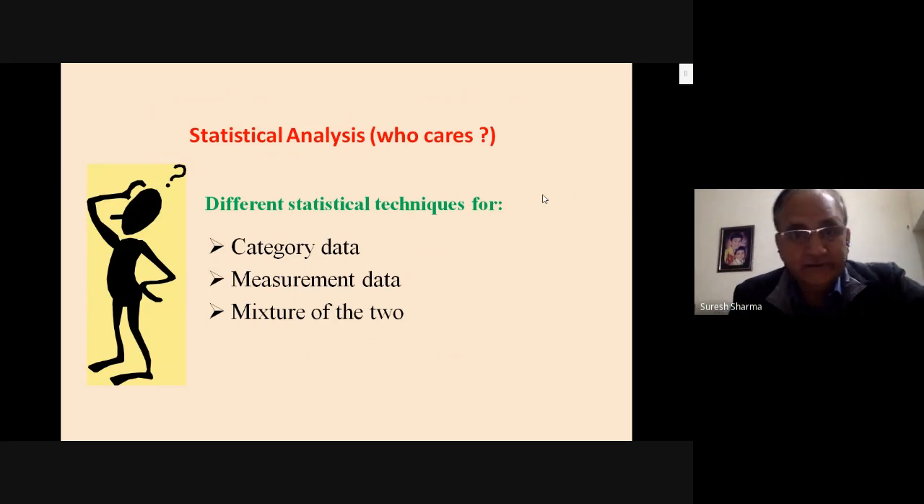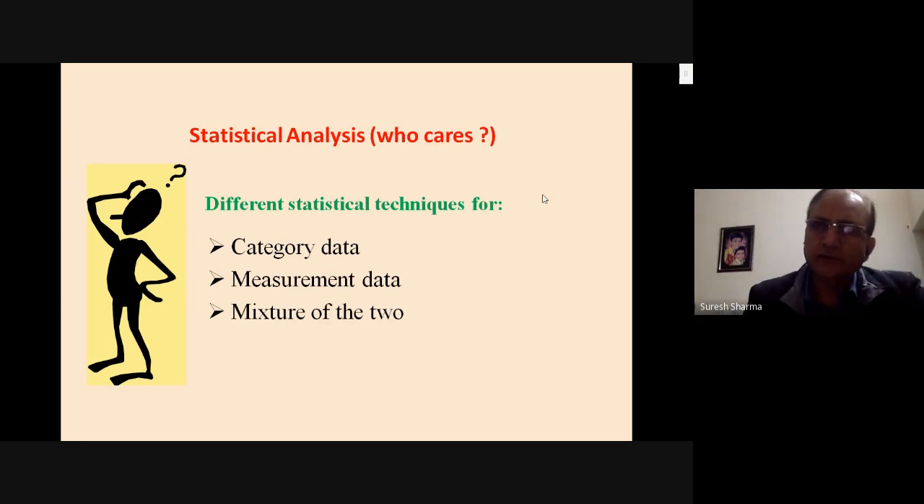Who cares? Statistics people definitely have to care because they have to be involved with the analysis. And from today onwards, you will also care if you are involved in a PhD or in some research. There are different statistical techniques if you are dealing with categorical data. For example, your questions are yes, no type. Then it's simply categorical data, and the statistical techniques are going to be different. Again, the statistical techniques are different if you're only dealing with measurement data, like anthropometric parameters: height, weight, BMI, blood pressure, cholesterol. So statistical techniques will again differ. And sometimes we have to deal with a mixture of the two, where some part is categorical and some part is measurable.